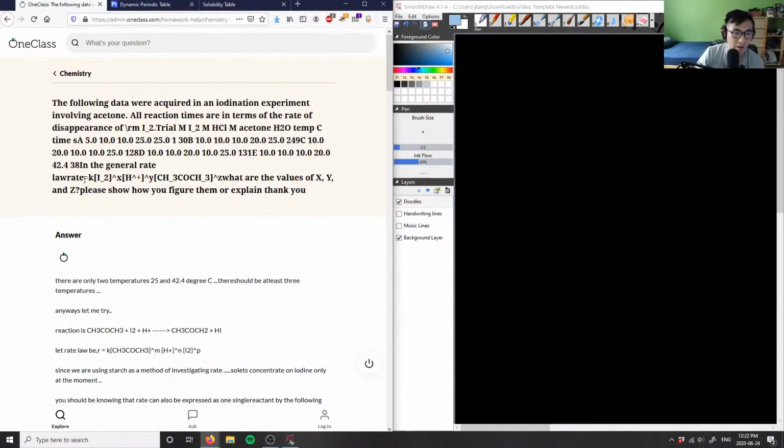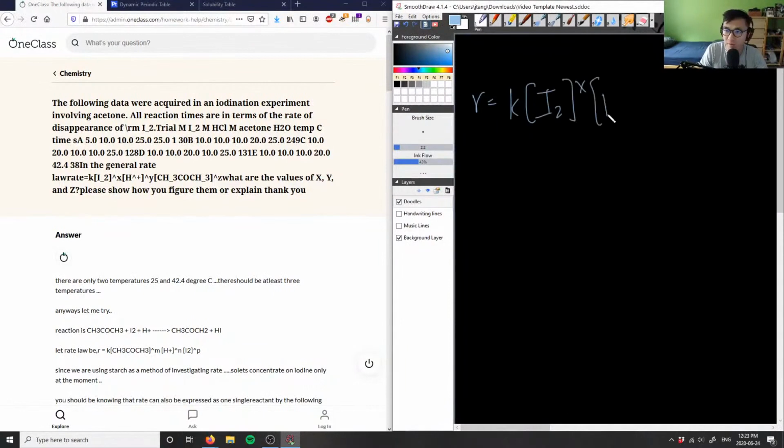But it's saying rate is equal to the constant times I2 multiplied by H plus divided by... there's a rate law here. So let me write the rate law here. It's asking us what the values of x, y, and z are. So you want to find the exponents in the rate law. I have I2 to the x, H plus to the y, and finally CH3COCH3 to the z. And I want to figure out x, y, and z.